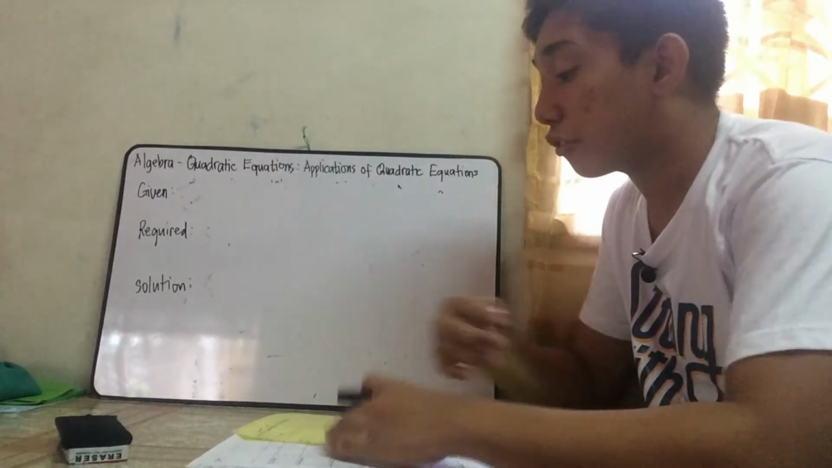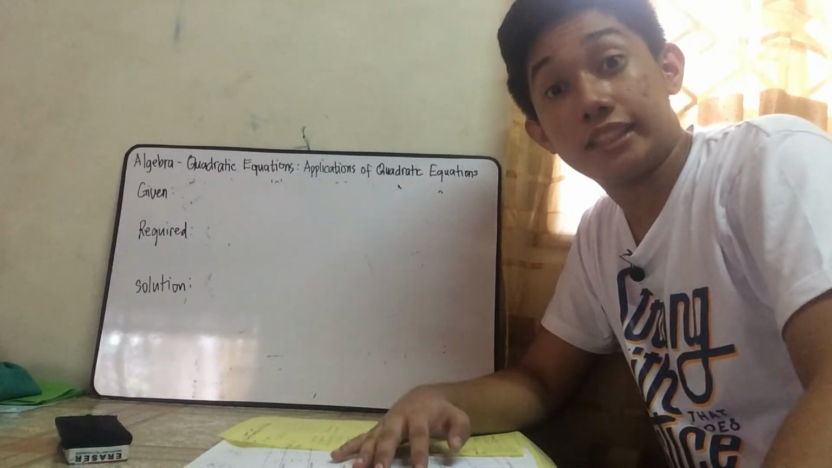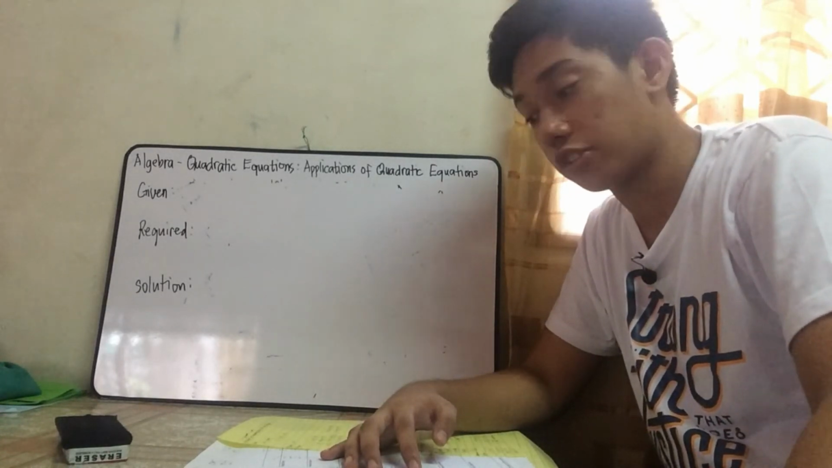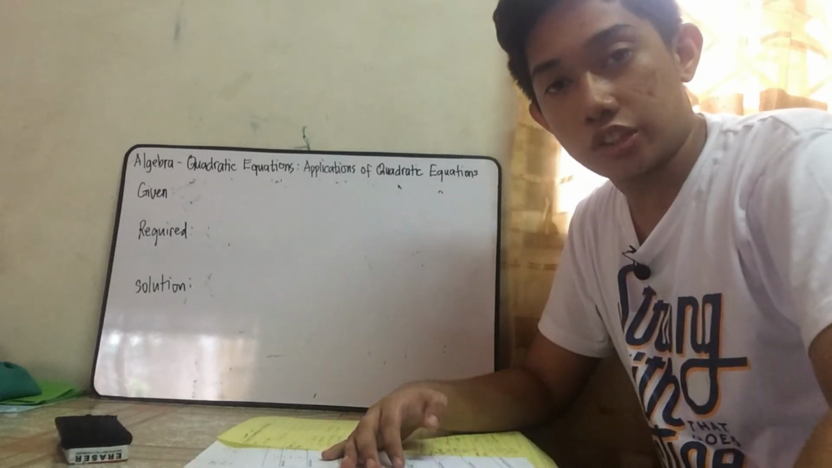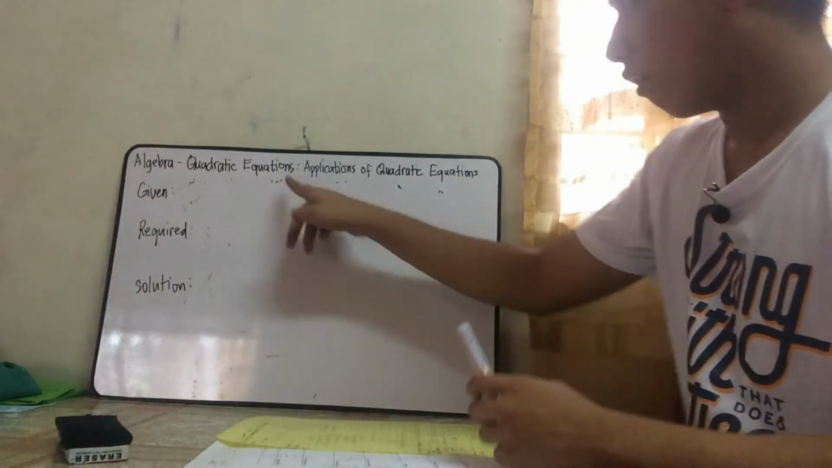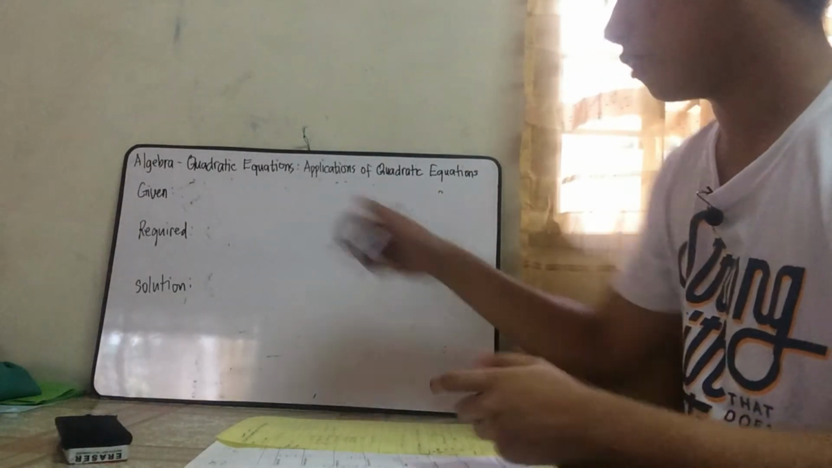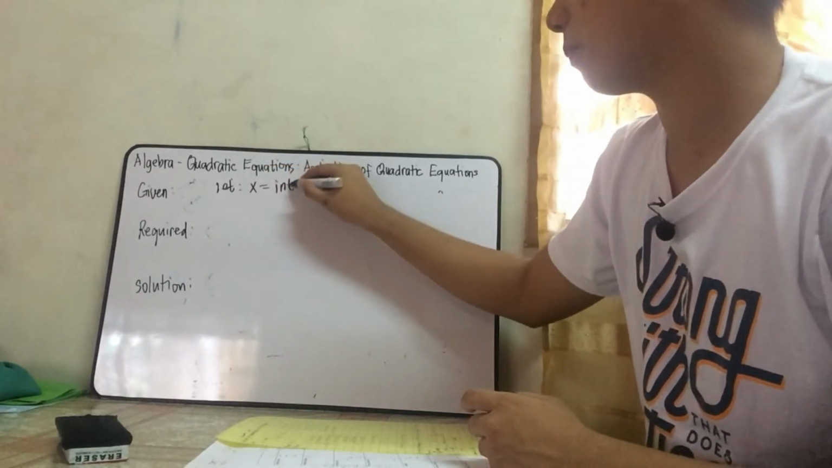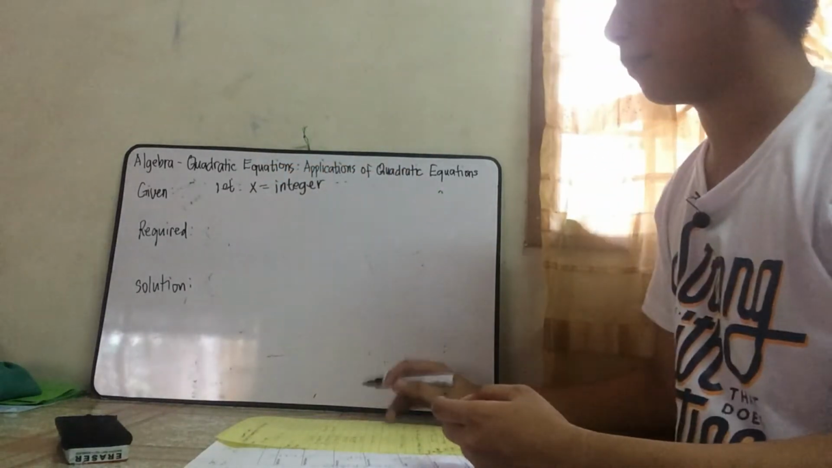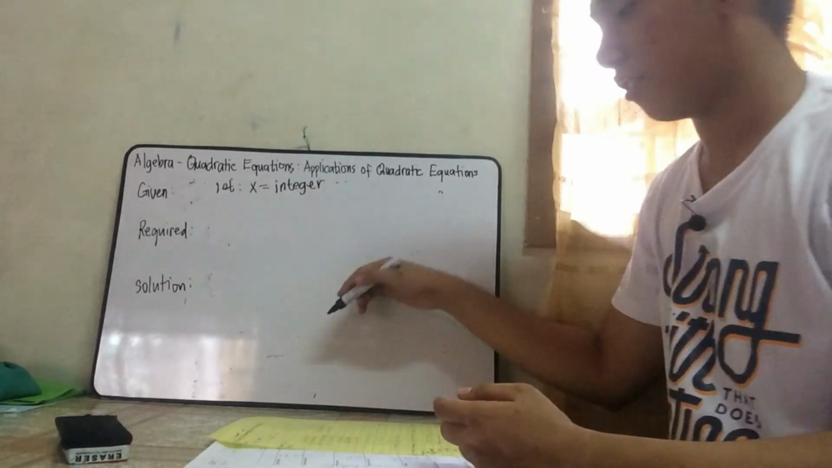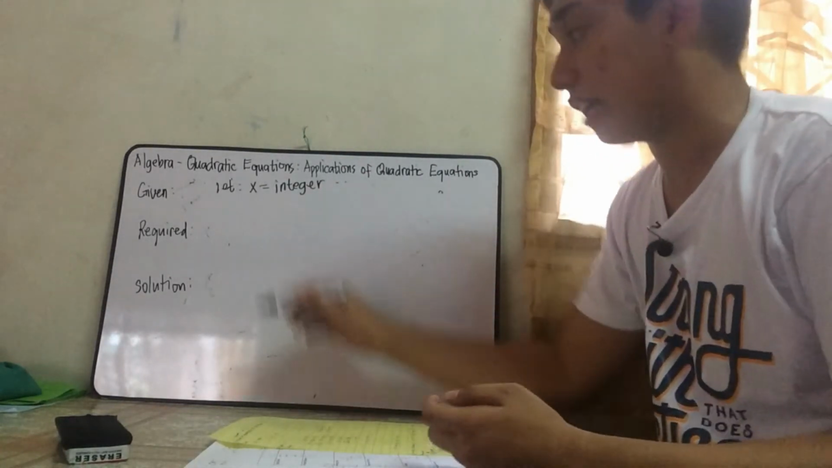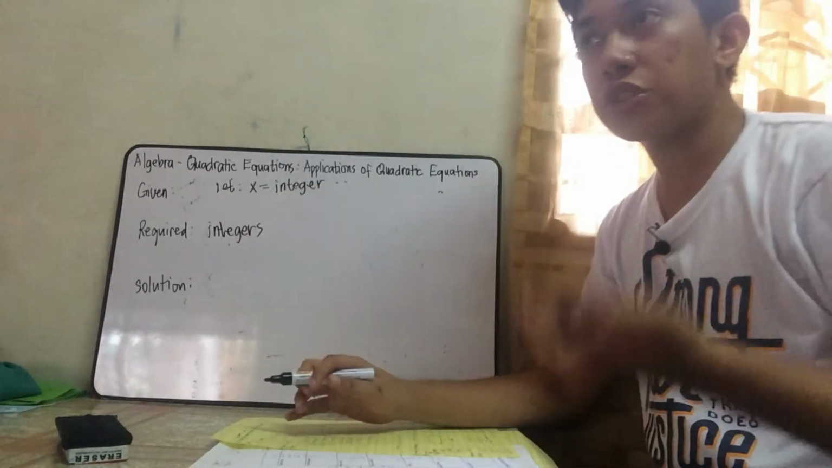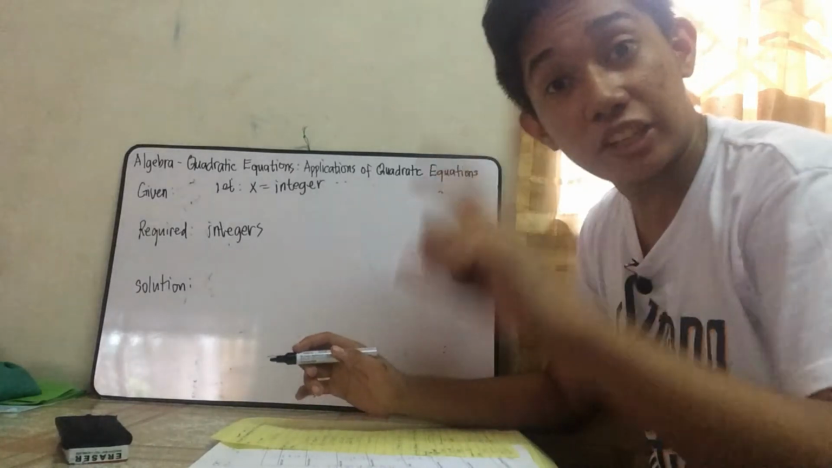So in this problem, third problem, we are asked to find the integers. Okay? The integers that will satisfy the sum of the squares of the two consecutive integers is 452. So, ang given natin here is we will assume that x is an integer. Okay? And we are required to find the integers. Okay, so ilalagay na natin dito integers. Pero yung condition dito is even integer and consecutive pa.